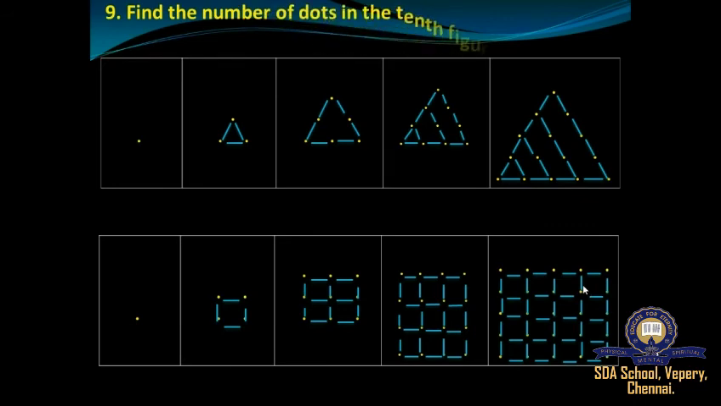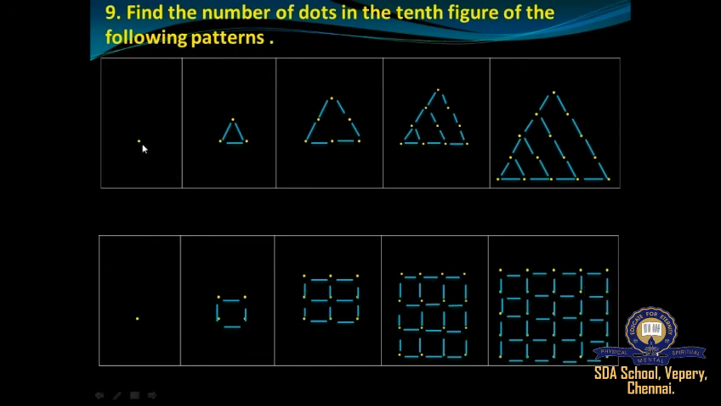Find the number of dots in the 10th figure of the following patterns. Observe the first figure. Here we have 1 dot. In the third pattern we have 6 dots, in the fourth pattern we have 10 dots, and in the fifth pattern we have 15 dots. So the first has 1 dot, the second has 1 plus 2, that is 3 dots, the third has 3 plus 3, 6 dots, the fourth has 6 plus 4, 10 dots, and the fifth has 10 plus 5, 15.